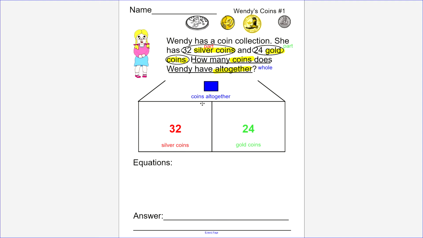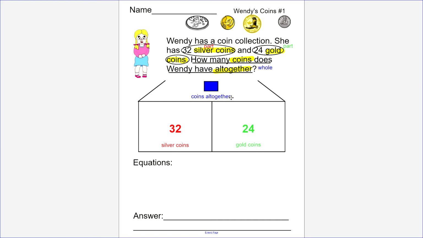Finally, think about our whole, coins all together. Look back at the story problem. How many coins did Wendy have altogether? You're right. We don't know how many coins Wendy had altogether. The story problem doesn't tell us. In fact, that's what the question's asking about. So this is our unknown piece of information.